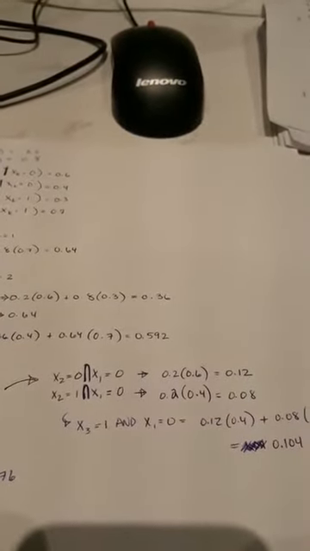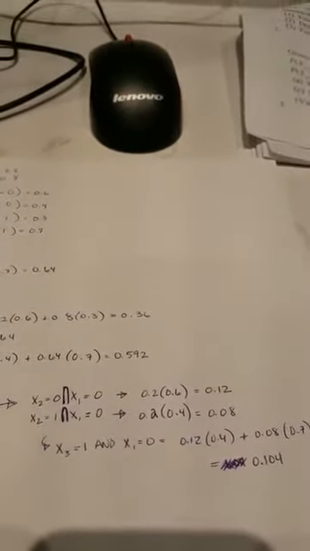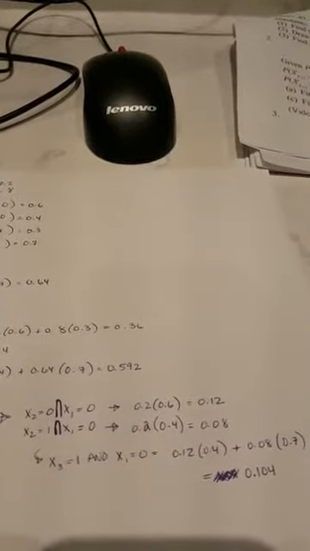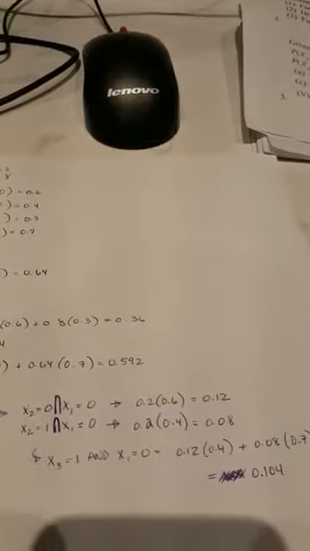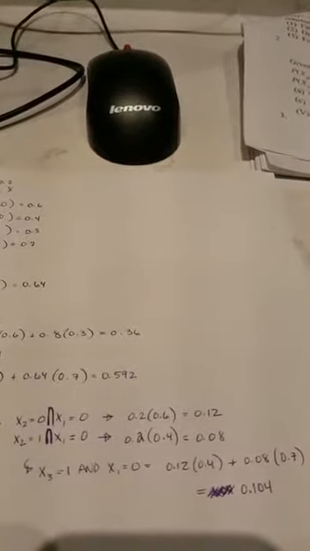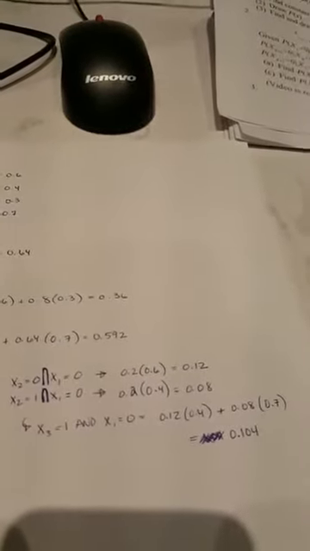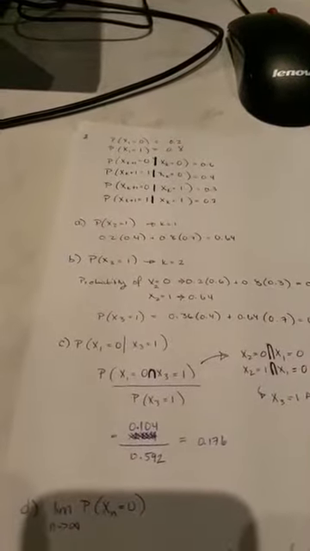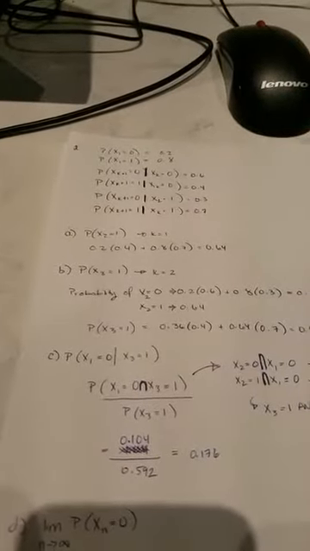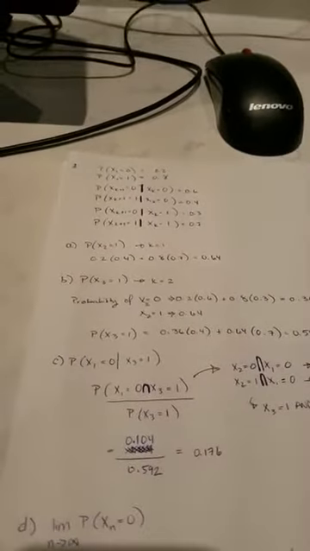And so when we do x3 equals 1 and x1 equals 0, we can do 0.12 times 0.4, and we have 0.08 times 0.7, and we got 0.104. So we put these in and we get 0.176. Again, as I disclaim, I'm not completely 100% sure, but this is what I found.